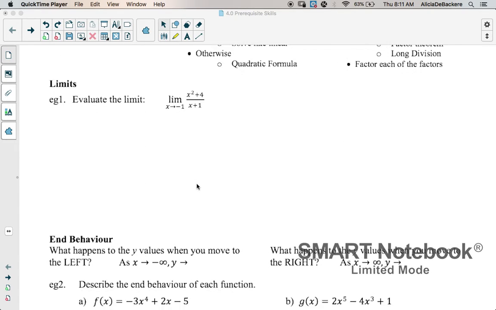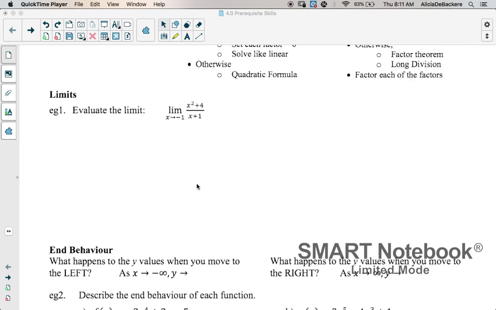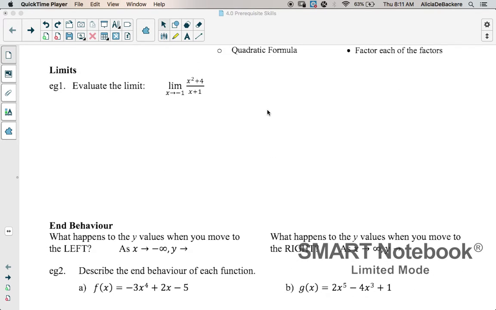All right, the next skill I'm going to review is limits. So the first limit I want to review is when we have something like this, where if I sub -1 into this, I'm going to get 0 in the denominator. And there's nothing I can do to simplify this guy. If I factor the numerator, this one doesn't factor. It wouldn't cancel. There's no hole here.